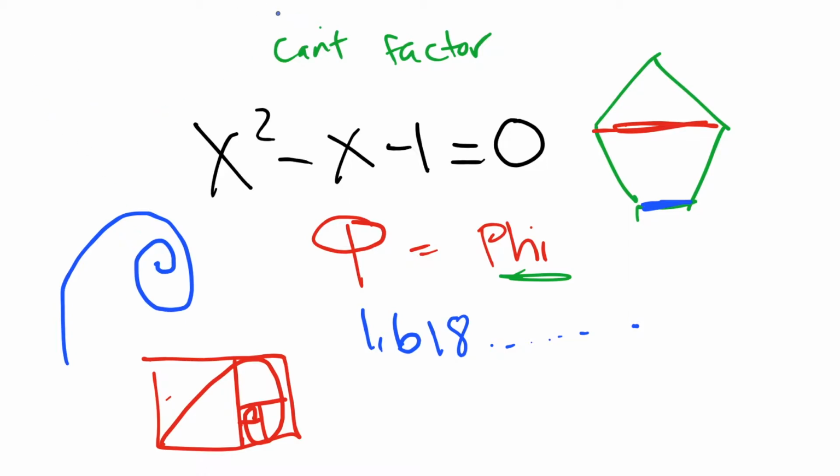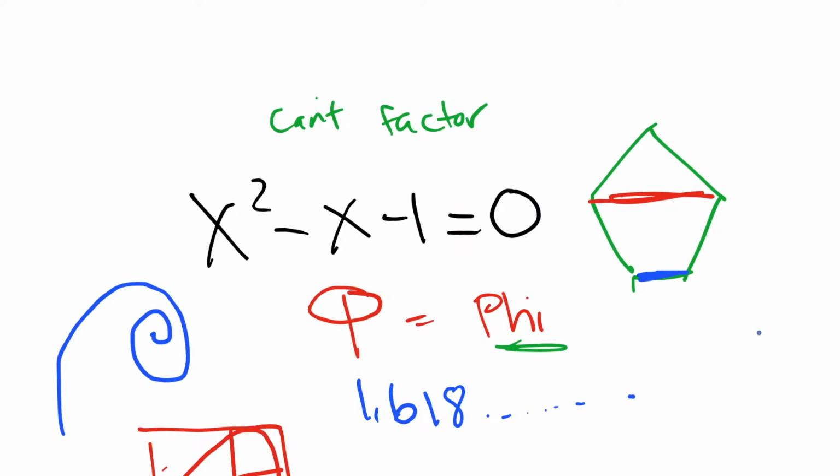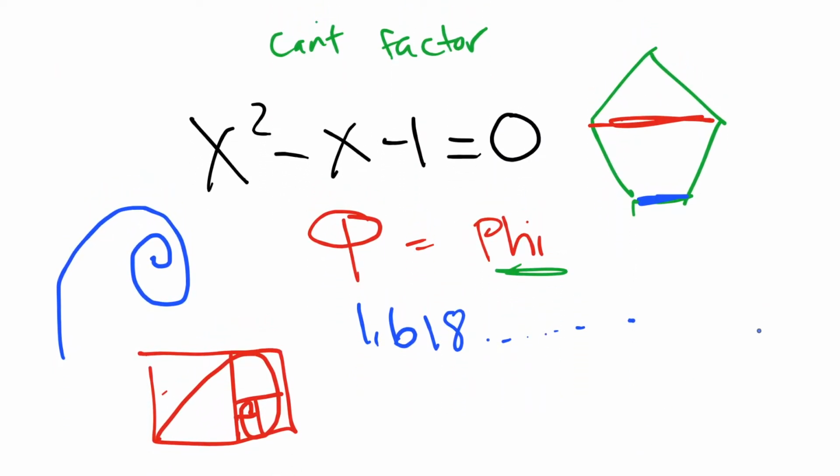What other places do we see it in? The spiral, the rectangle, the 5-sided shape. We use it in photography. We have it in the bones and other places. So let's take a look at that.